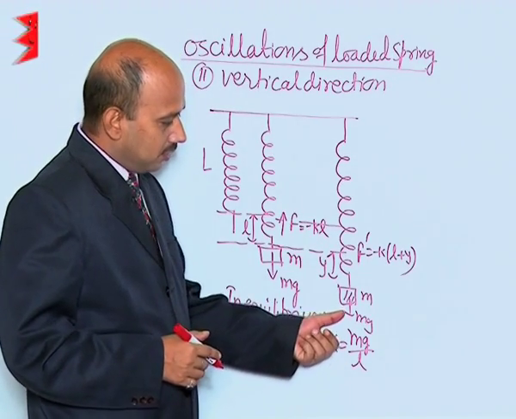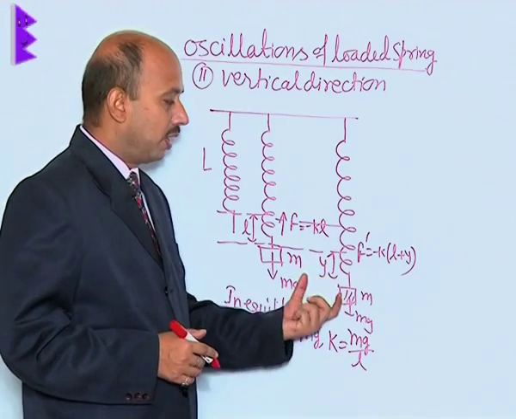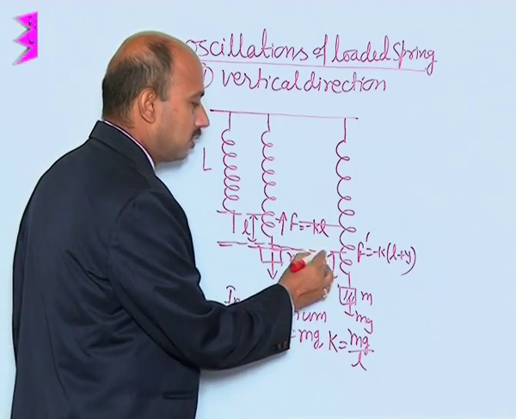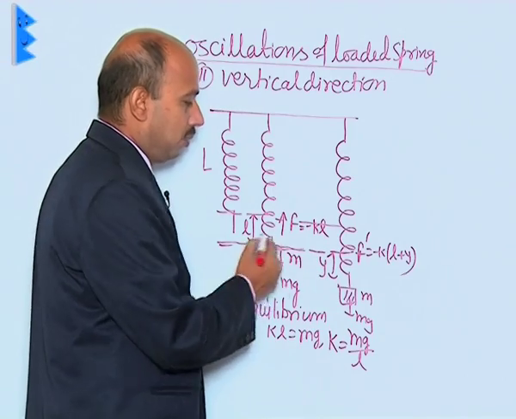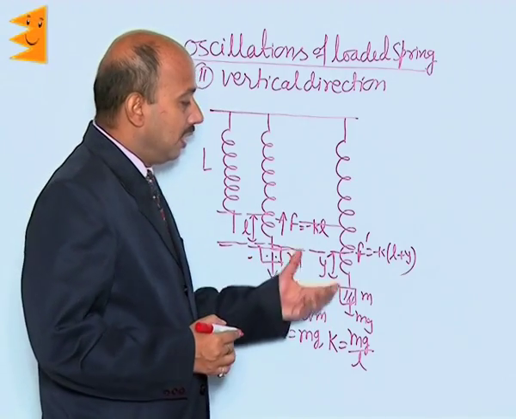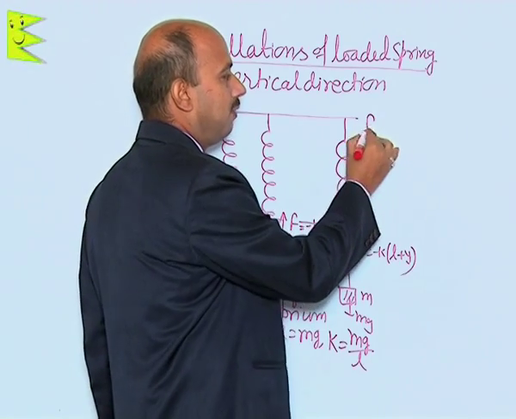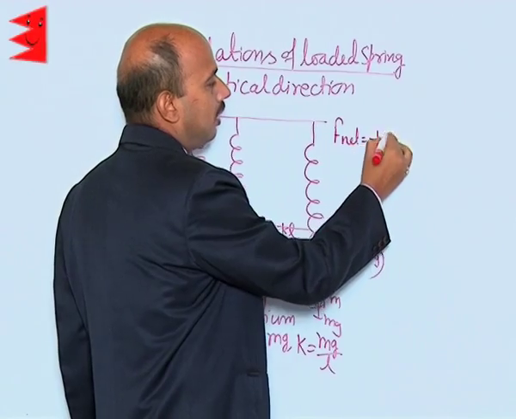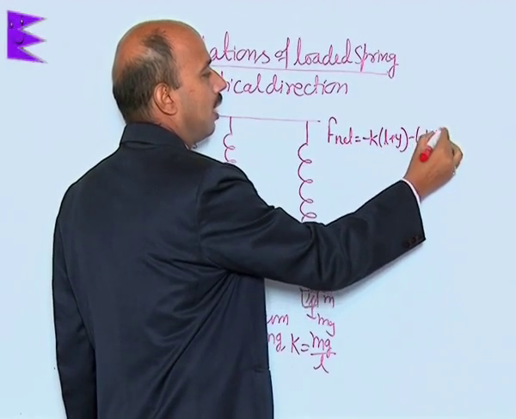In the third case, when the spring is pulled down by a distance of y, this spring starts oscillating about this mean position. This is the mean position here, the equilibrium position. So, the net restoring force acting here, we can calculate, F net is equal to minus k into L plus y minus KL.